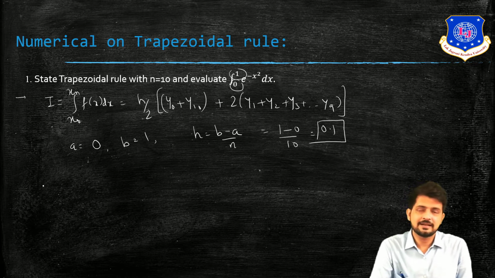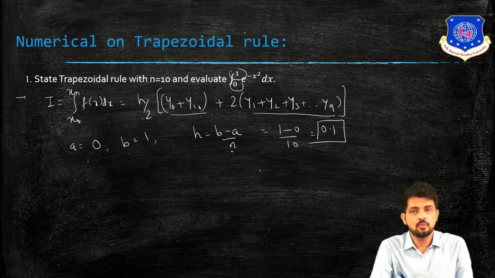What is our next step? Our next step is to find the y values, because in this formula we require all of these values. So how can we obtain these values? We have to make a table.